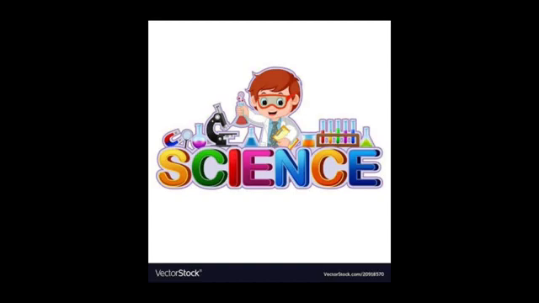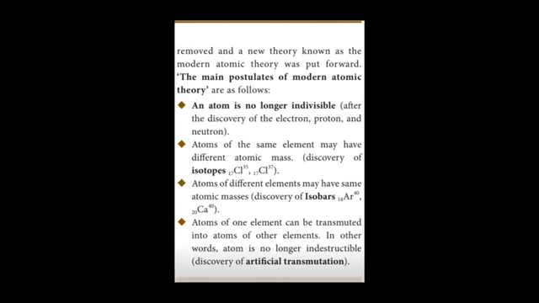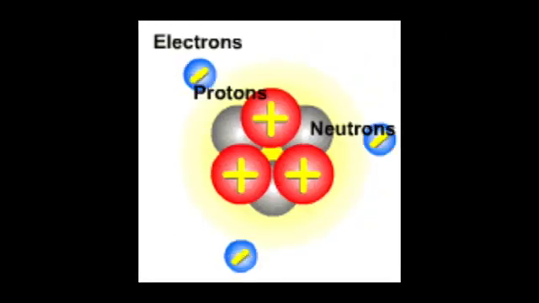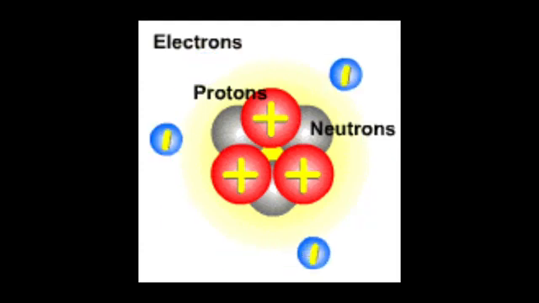In today's class, we are going to learn about the postulates of modern atomic theory. The first postulate is, an atom is no longer indivisible. What is the meaning of no longer indivisible? It means it is divisible. It can be divided into three subatomic particles: protons, neutrons, and electrons.